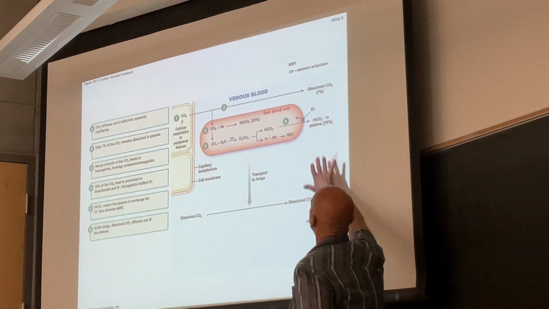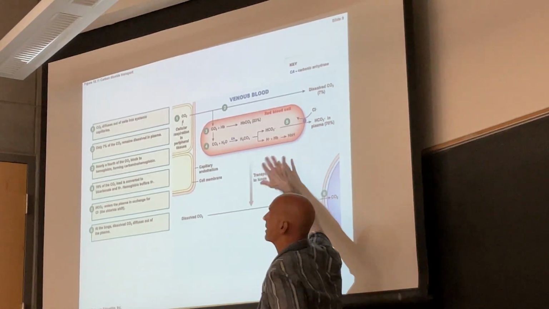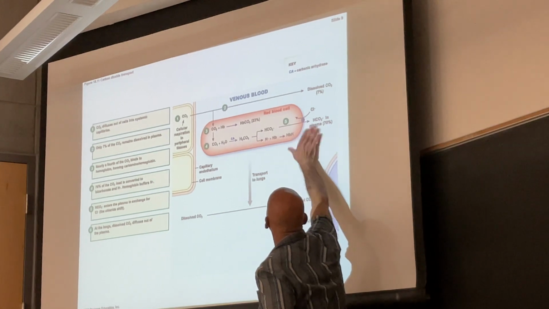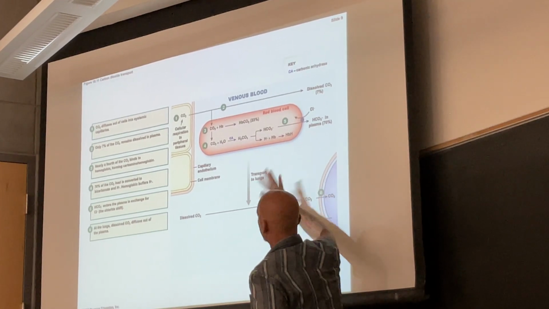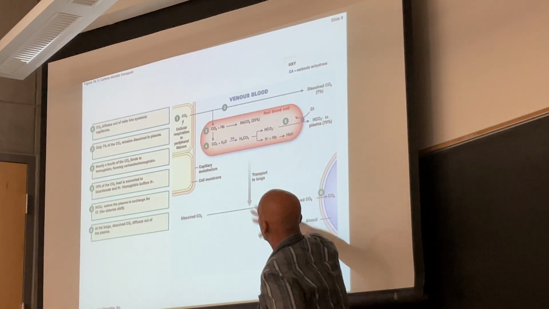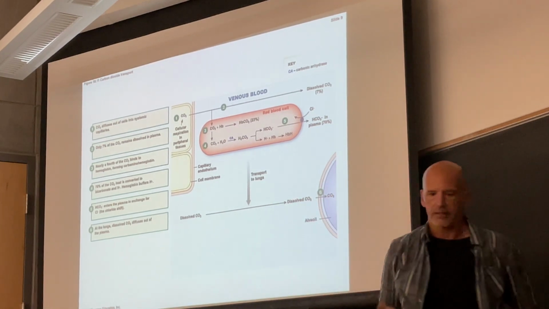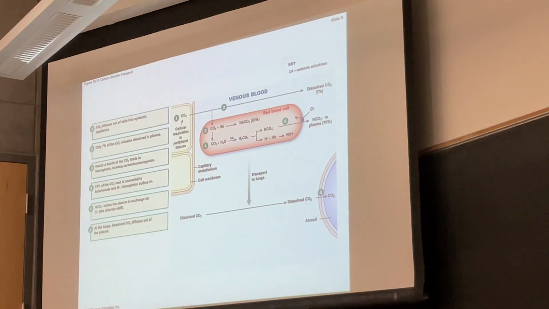I didn't mention this, and I won't test on it or anything. I forget if I put it in the learning objectives, but the way it's transported out is an anion-for-anion chloride shift. Don't worry about it, actually, never mind.